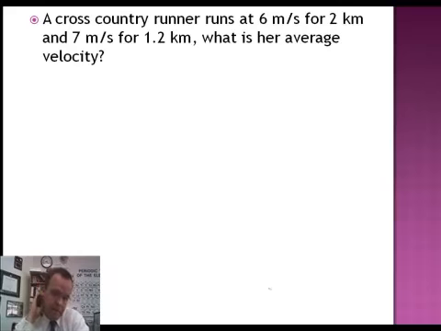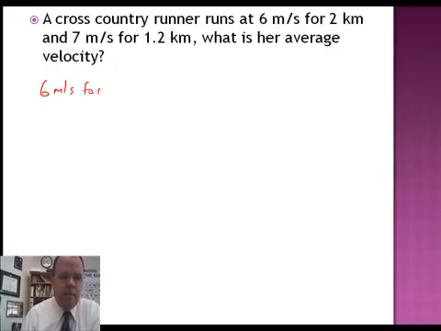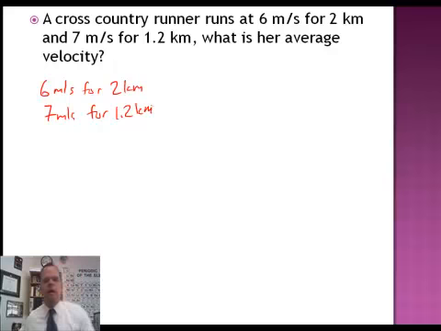Okay, one last problem here. A cross-country runner runs at 6 meters per second for 2 kilometers and 7 meters per second for 1.2 kilometers. What is her average velocity? Pause the video for a second, try this problem on your own, then press play and see the way I answer it. When we look at this problem, there are two parts to this problem. 6 meters per second for 2 kilometers and 7 meters per second for 1.2 kilometers.